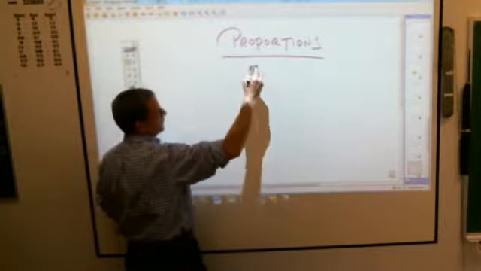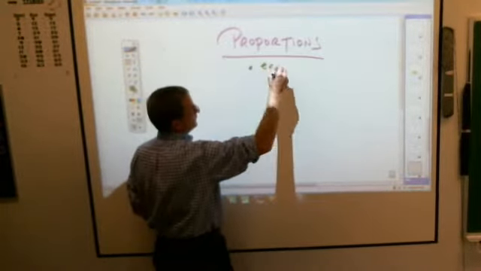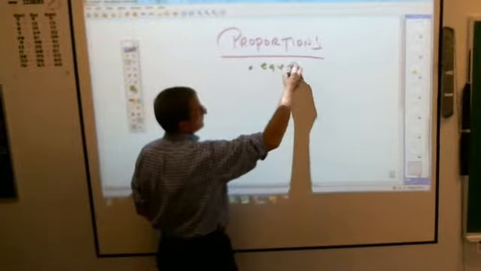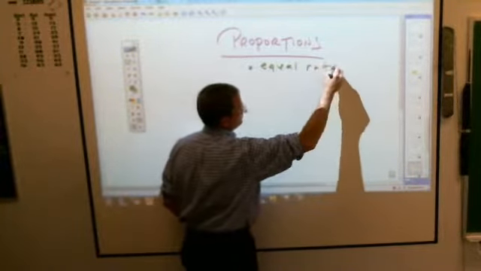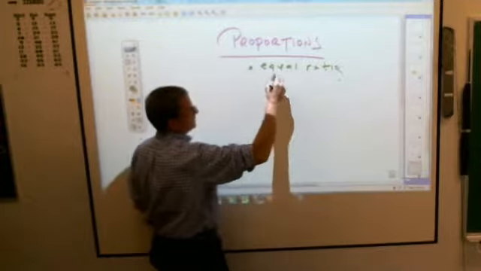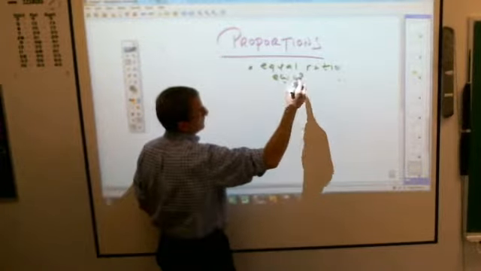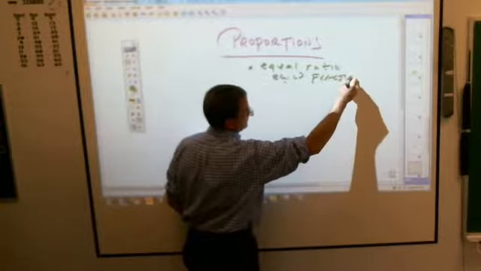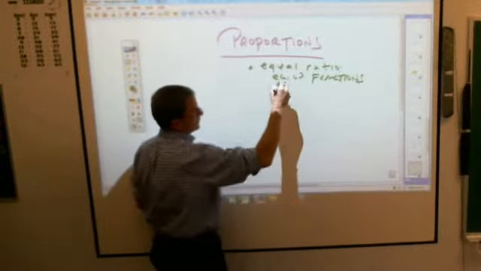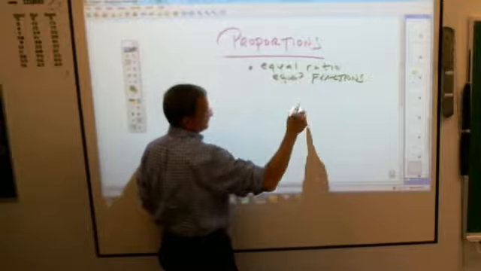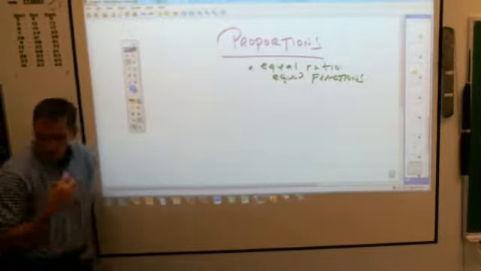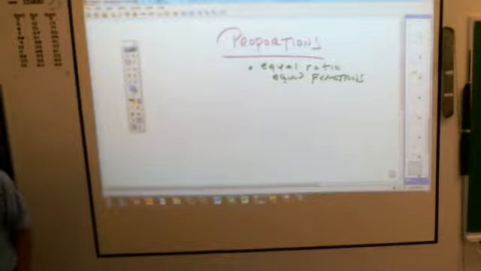Proportions are nothing more than equal ratios, which are nothing more than equal fractions. And you have seen this before. This everybody's pretty happy with.